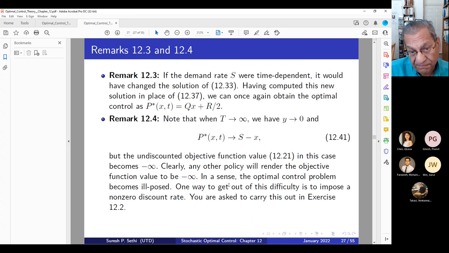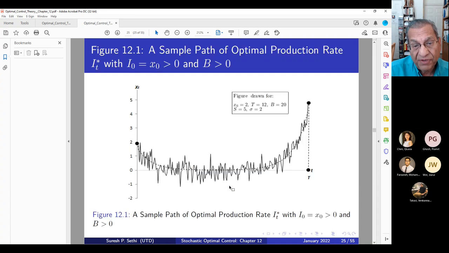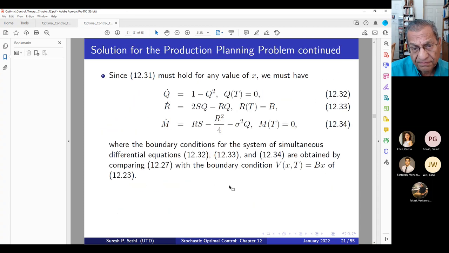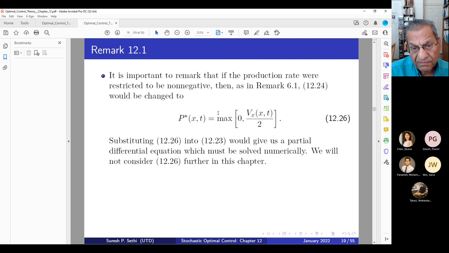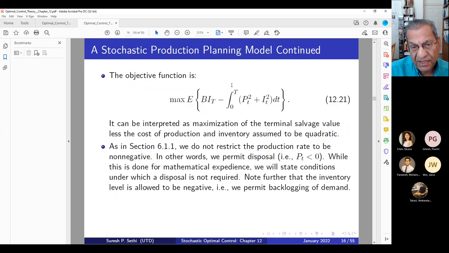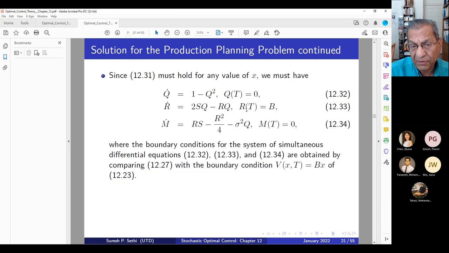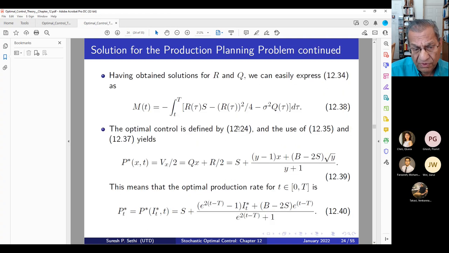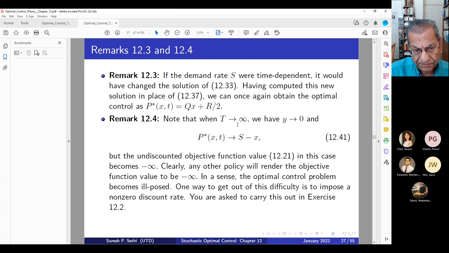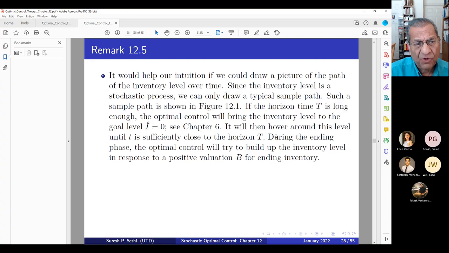The other way, which we do go into here, is to put in discounting. So you use the discount rate here. You put e to the minus rho t here, you put e to the minus rho capital T here, and then you use the current value formulation and you can find the equation and solve this problem. This is given to you as an exercise, Exercise 12.2. Any questions so far?